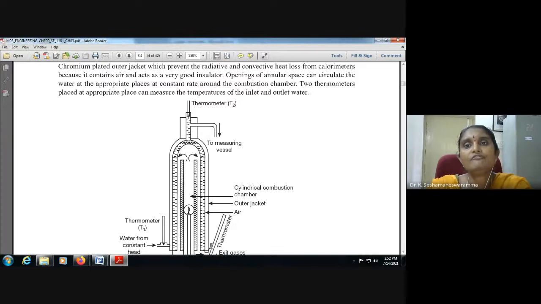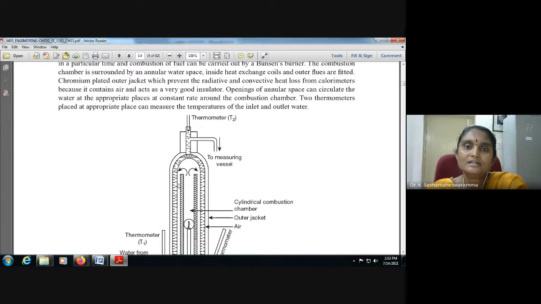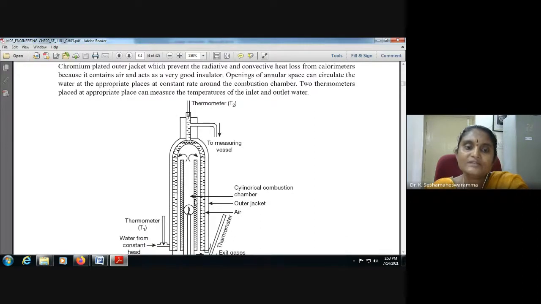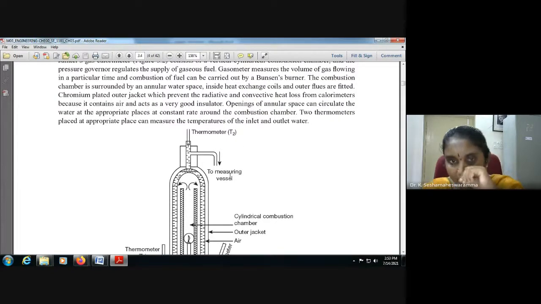Through the opening of the annular space, water is circulated at appropriate places at a constant rate around the combustion chamber. Two thermometers are placed at appropriate places which measure the temperature of the inlet and outlet water. This is thermometer 1, that is T1, the inlet water temperature. This is T2, the outlet water temperature.